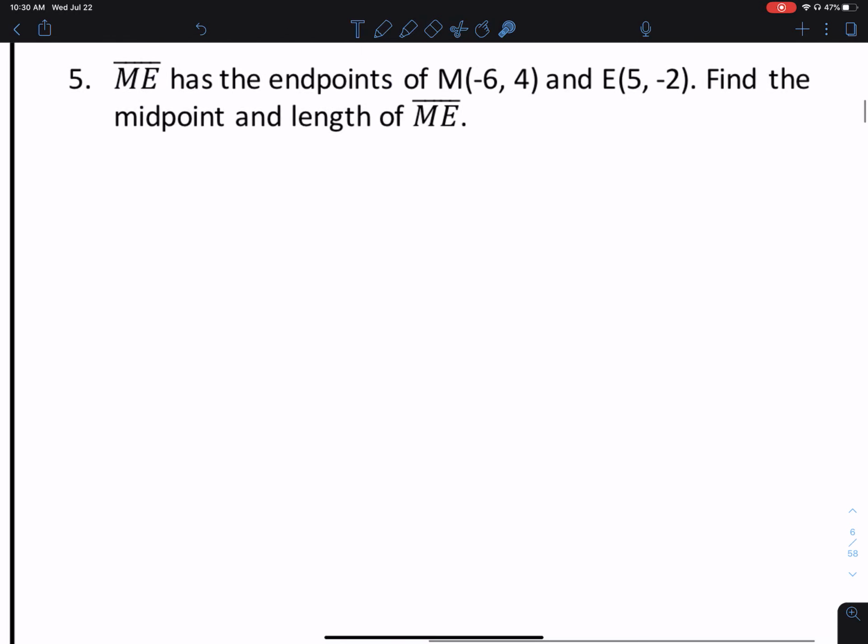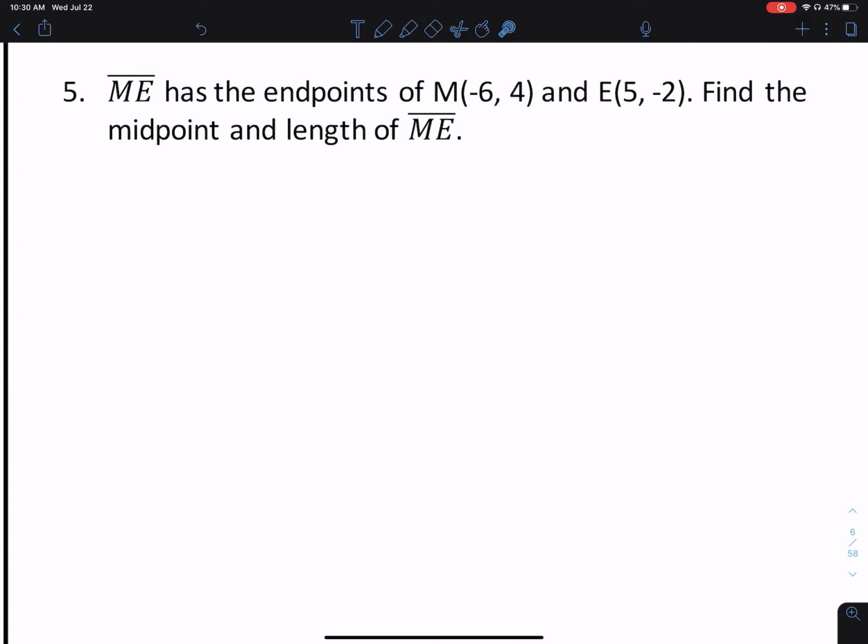All right, number 5, last one. Segment ME has the endpoints of M and E. Find the midpoint and length of ME. Well, I feel like we just did this, but this doesn't give us a picture. We don't have to have a picture for this. So let's do this. We've got the midpoint of segment ME. Every time we use the midpoint formula, we're going to write it down.